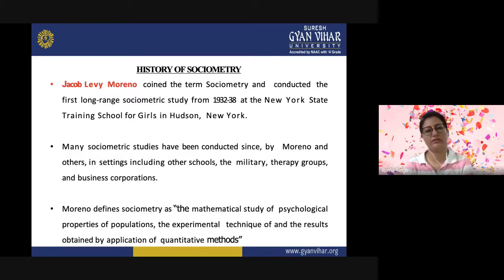Many sociometric studies have been conducted since by Moreno, Bogardus, who developed a social distance scale, and others in settings including other schools, the military, therapy groups, and business corporations. Moreno defines sociometry as the mathematical study of psychological properties of populations, the experimental technique of and the results obtained by application of quantitative methods. So there are certain formulas and quantitative techniques given by Moreno, with the help of which the measurement can be done.